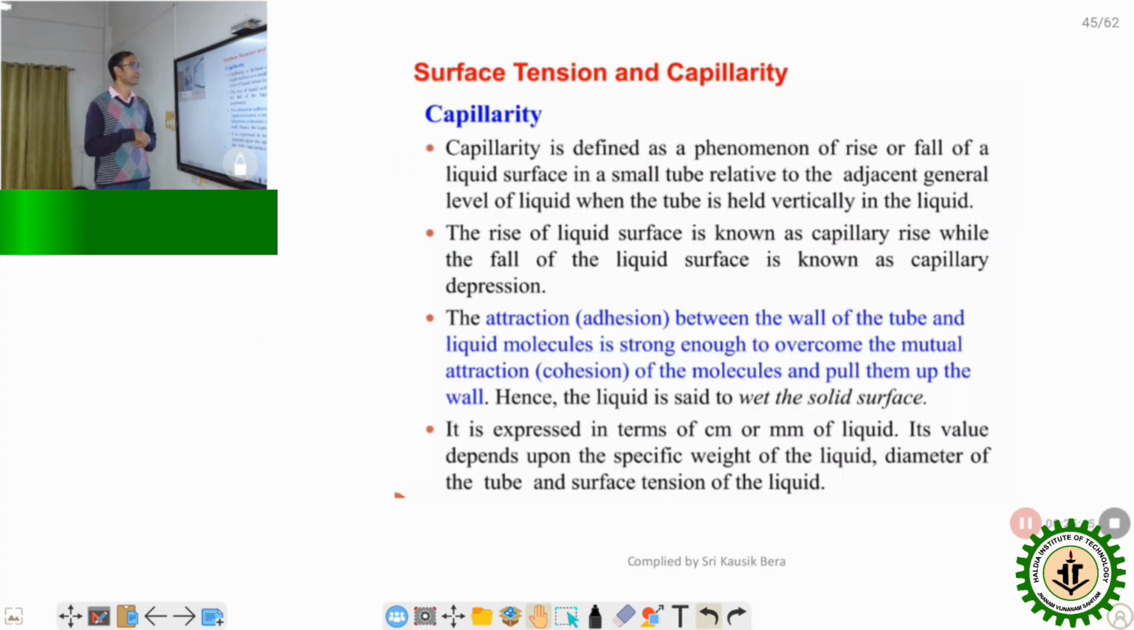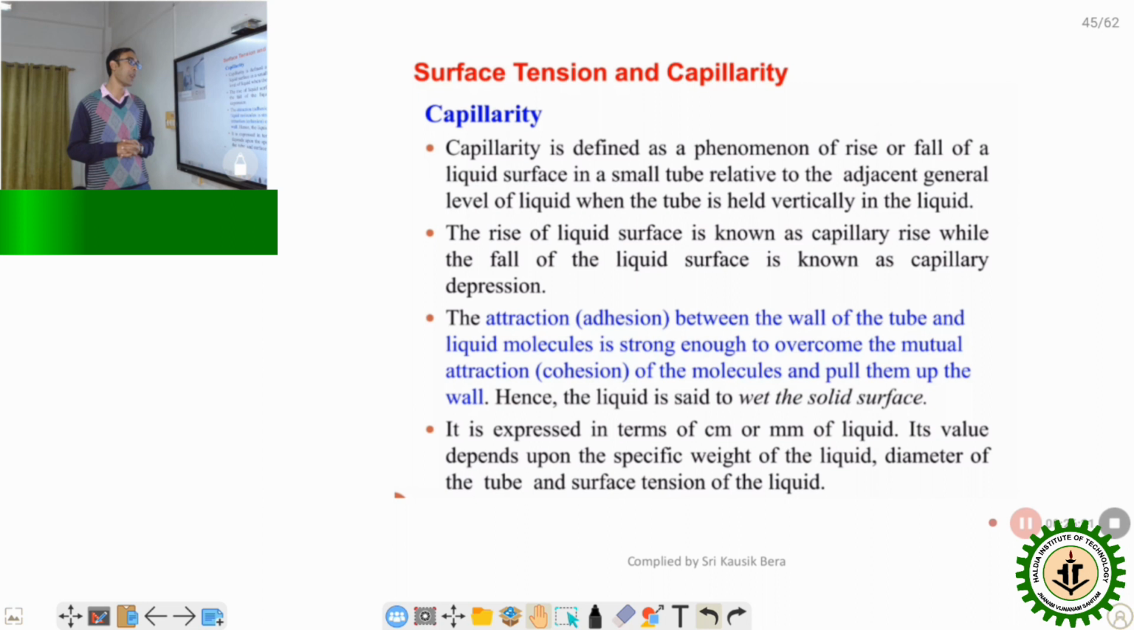So now we can discuss capillarity. Another important phenomenon is capillarity. Capillarity is defined as the phenomenon of rise or fall of a liquid surface in a small tube, relative to the adjacent general level of the liquid, when the tube is held vertically in the liquid. The rise of the liquid surface is known as capillary rise, while the fall of the liquid surface is known as capillary depression.